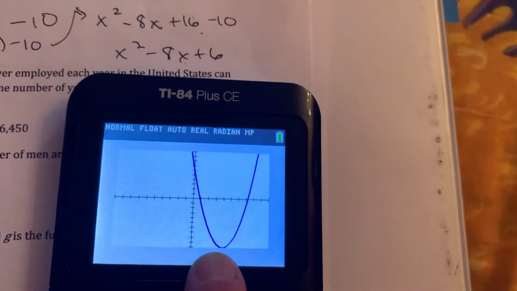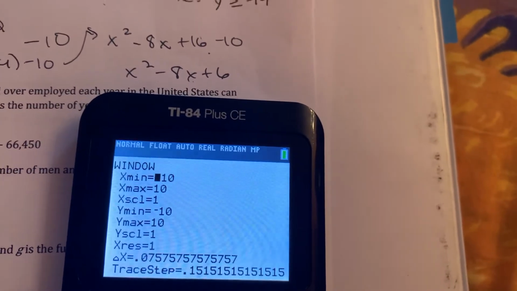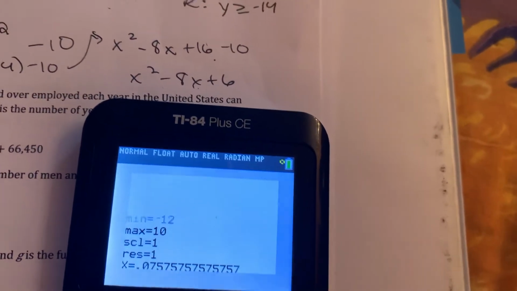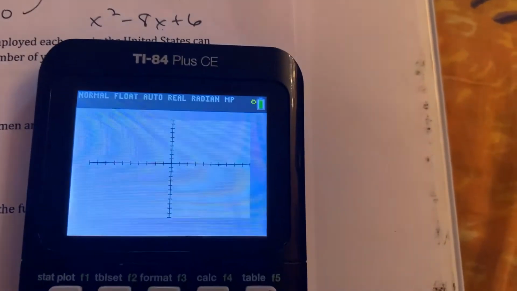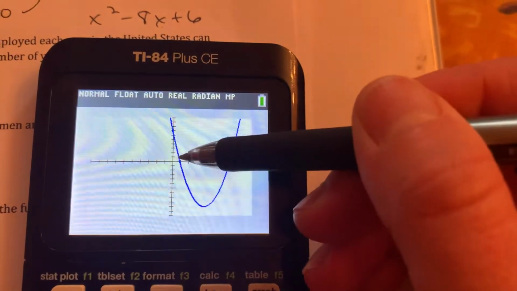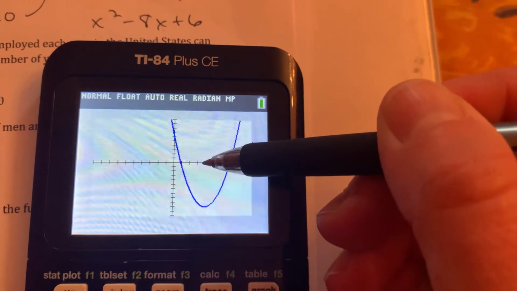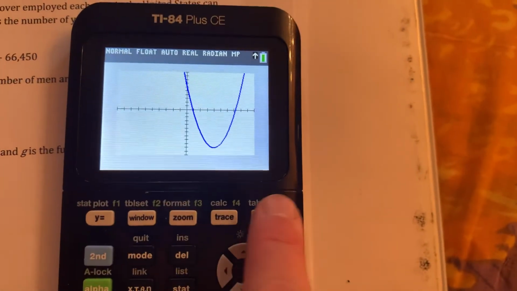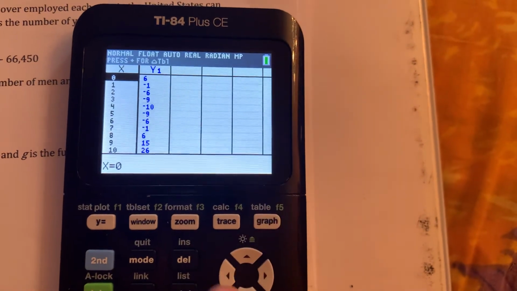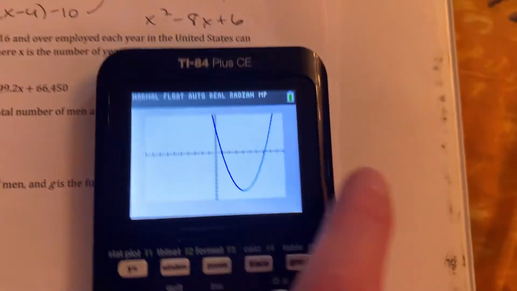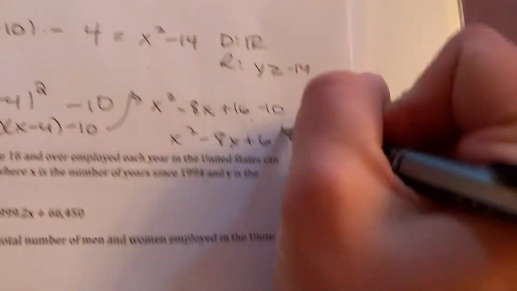Okay, so it's down there. So I'm going to go to my window, and I need more negatives. So let's try negative 12. So it looks like at 1, 2, 3, 4, when x is 4, what is our y? Let's go to second table. When x is 4, y is negative 10. All right, so our lowest number is negative 10.